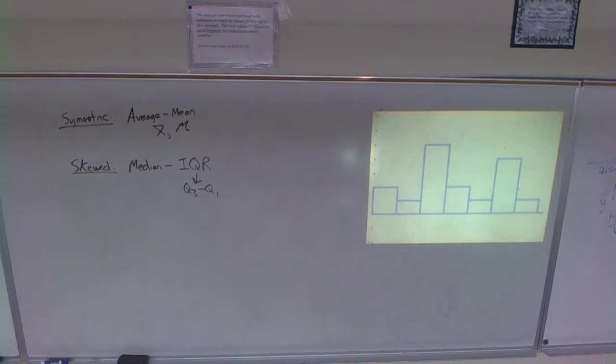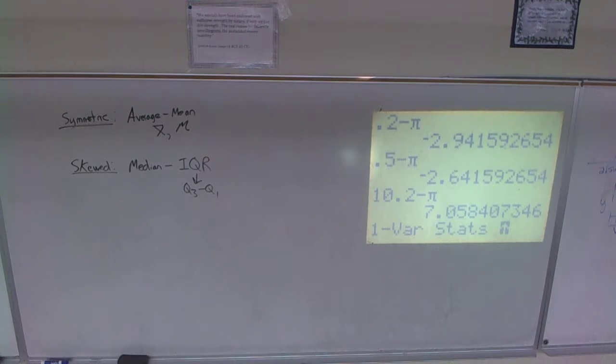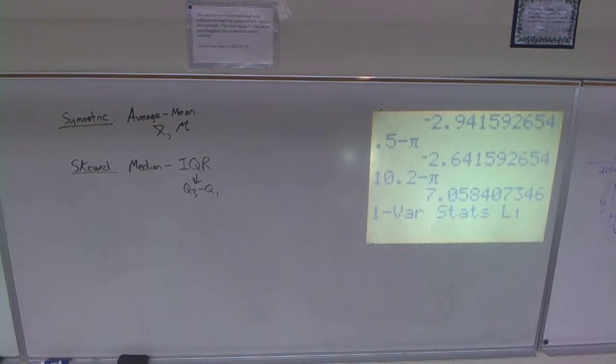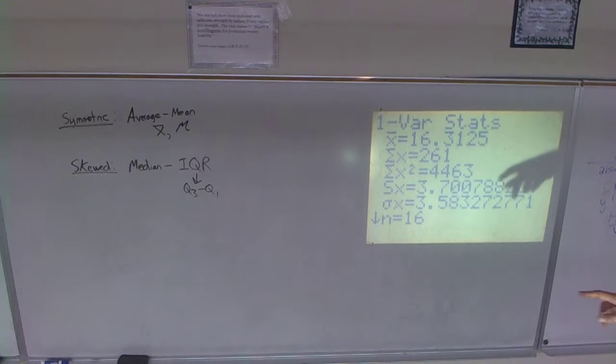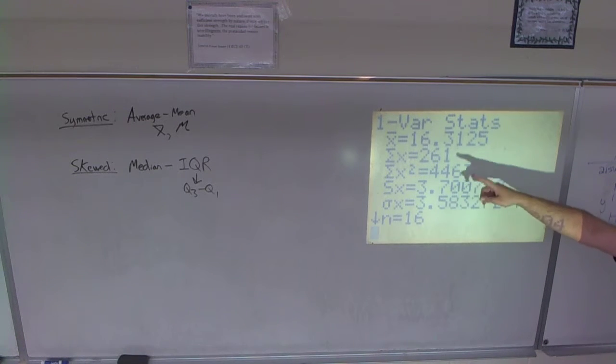So fast way, how do you come up with the average? Didn't we do that last time? Yeah. Can't you go VARS, calculate one variable statistics on whatever list you have? And it gives you all this stuff. See, now we're starting to look at these, and we should be seeing stuff that was symbolic today in that little video.